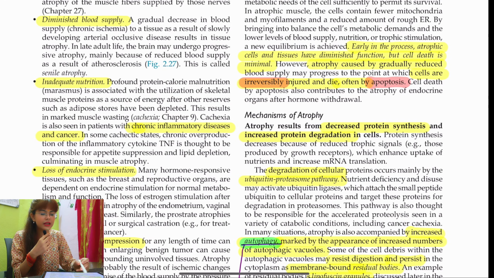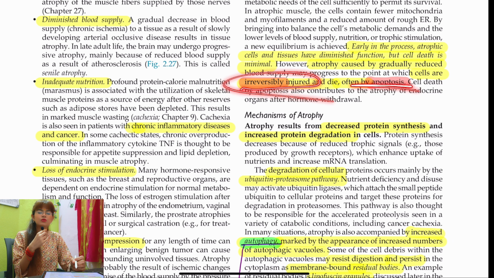Early in the process, the cell has diminished function, but cell death is minimal. But if there is a continuous stimulus, then there's a point where it becomes irreversible. The cell becomes irreversibly injured, and then again there's going to be apoptosis.